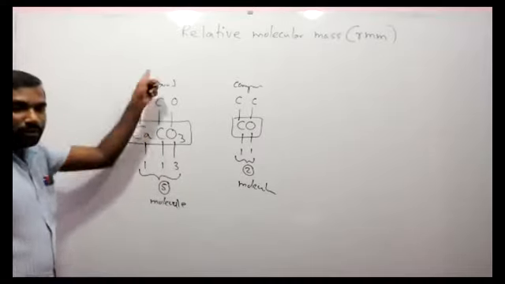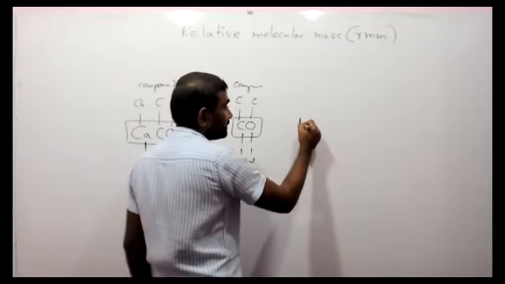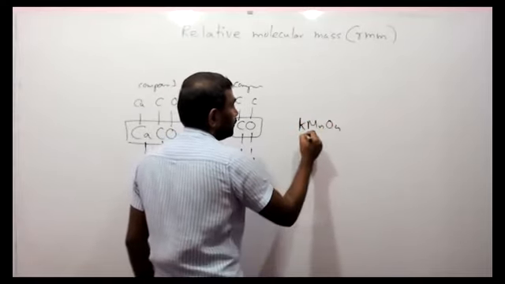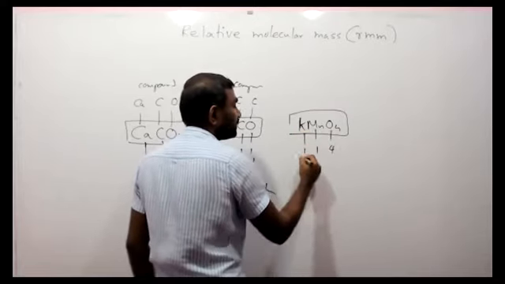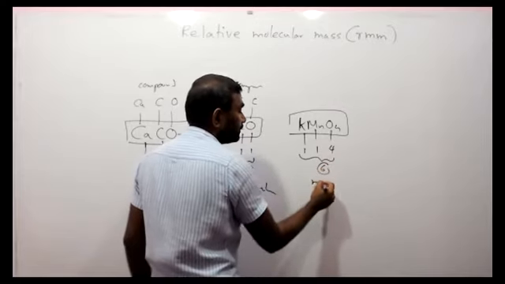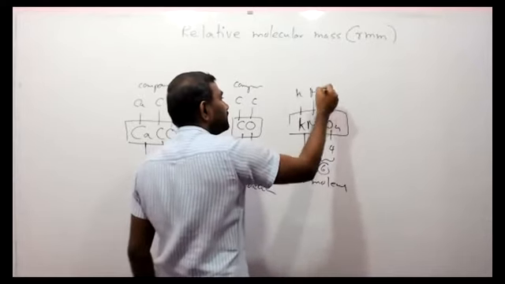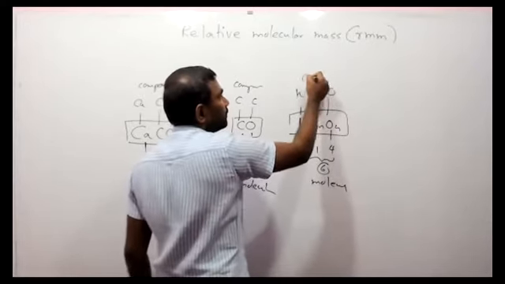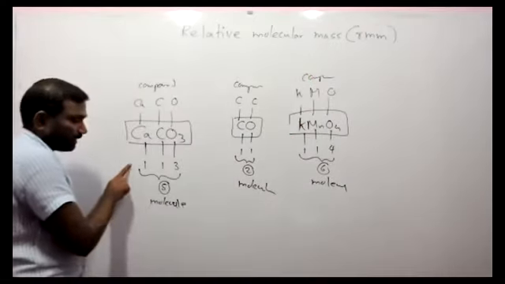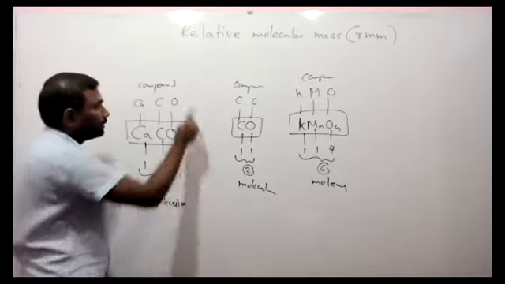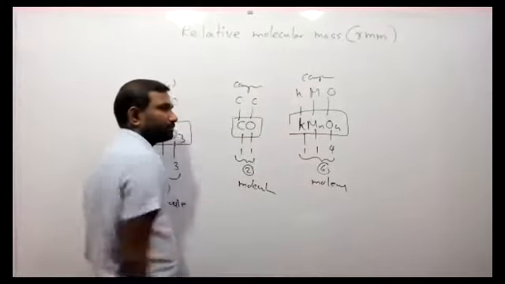Calcium carbonate, molecule, compound. Carbon monoxide, molecule, compound. Water. Let's say potassium permanganate, KMnO4. You have 1 potassium atom, 1 manganese atom, 4 oxygen atoms, so 6 atoms are there. Molecule. Potassium element, manganese element, oxygen element. Therefore 3 elements are there, compound. Right? So remember, children: calcium carbonate, molecule, compound. Carbon monoxide, molecule, compound. Potassium permanganate, molecule, compound.